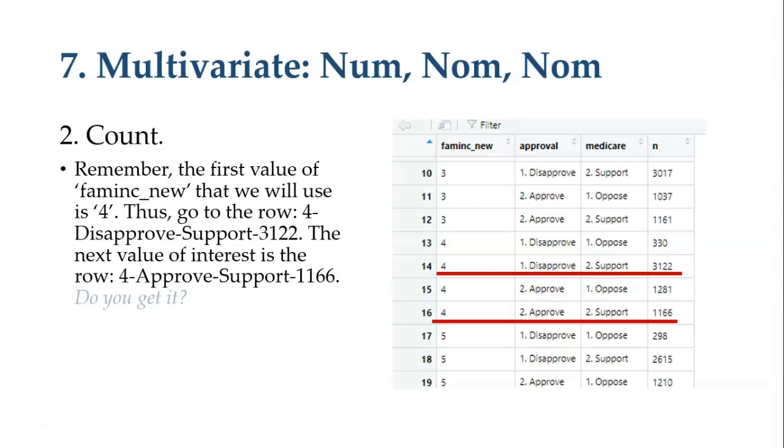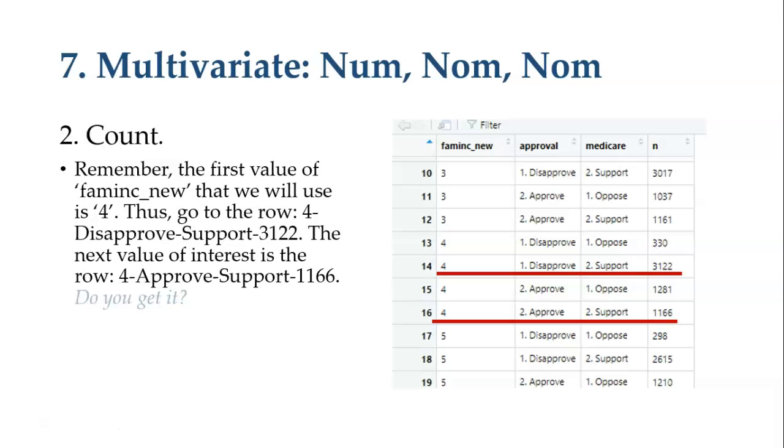So remember that your independent variable is 4. Your control variable, or the other variable that you're interested in, is approval, right? And the other one is support to Medicare. Okay, so you're gonna go to the row 4, disapproved support, which is in this case 3,000. Okay, this is the first one that you're interested in. Later go to those who approve Trump and who support Medicare. Okay, in this case is 1,000. Okay, so you get it.